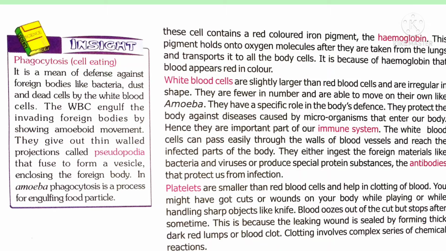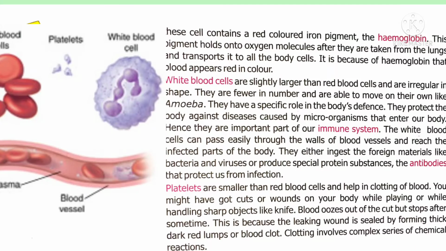RBCs are very small and round in shape, like a biconcave disc. The RBCs are red in color because of the presence of a colored component called hemoglobin. What is the function of this colored component in RBC? This hemoglobin carries oxygen from the lungs and transports this oxygen to all parts of our body.